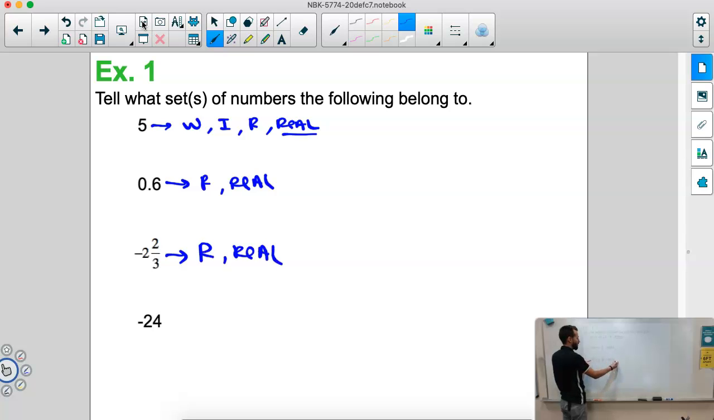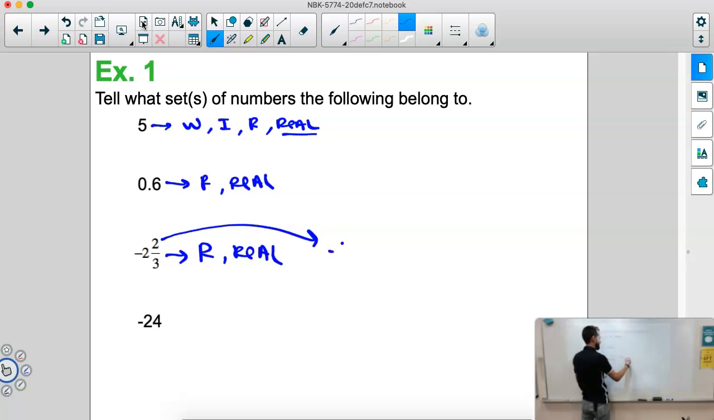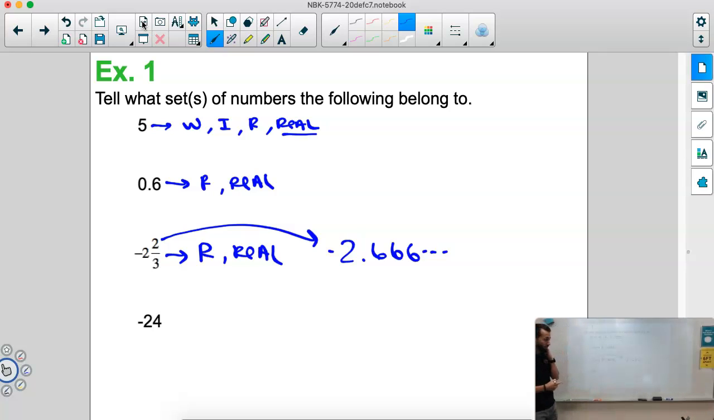Again, it's not a whole number. It's not an integer because there's just a decimal there. But it does repeat. If I wrote this as a decimal, this would be negative 2.666 repeating. That's where it's going to be the rational number.